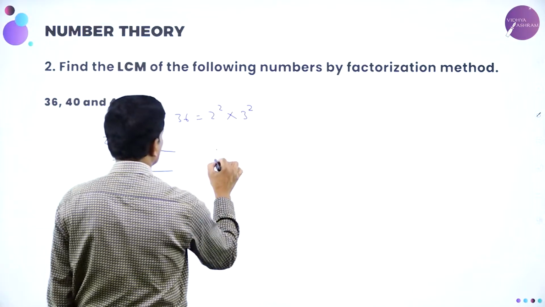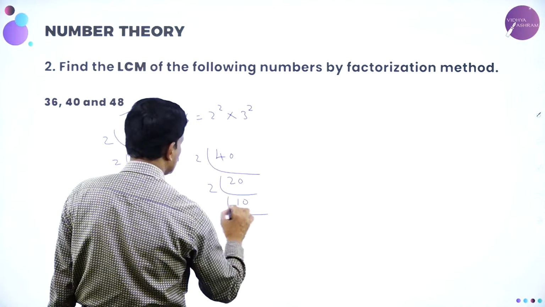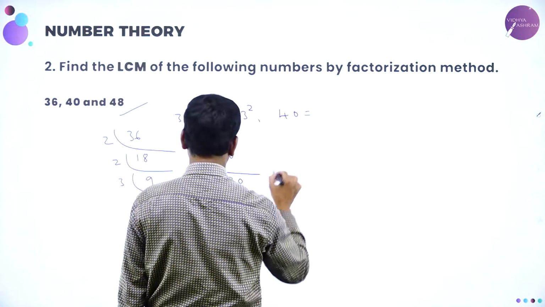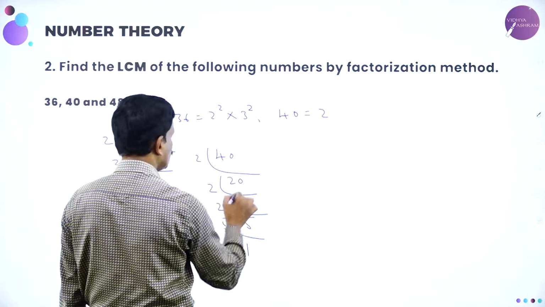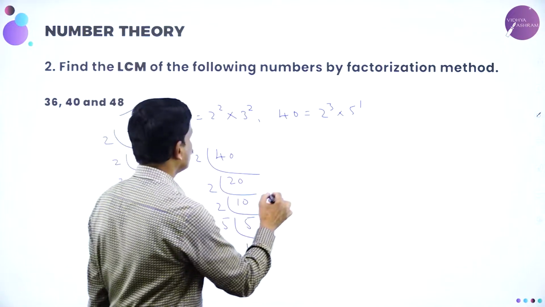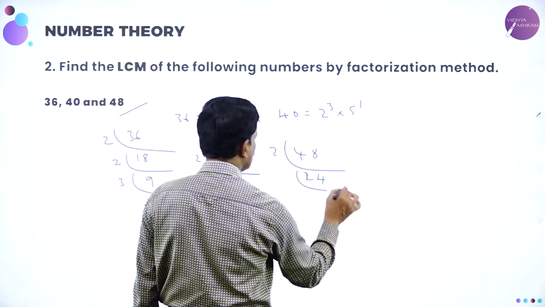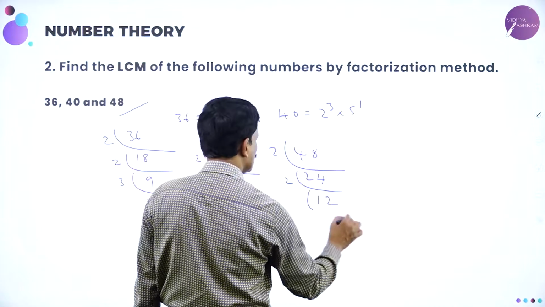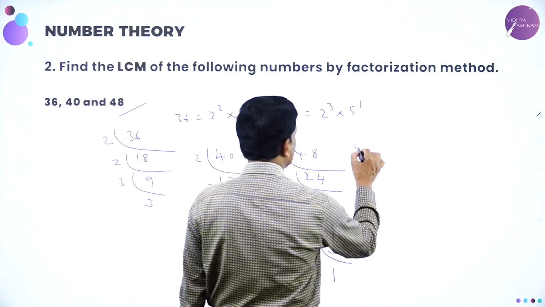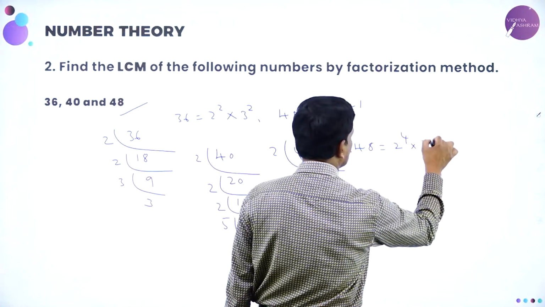Next, come to the second one. 40 can be expressed as 2 20s are, again 2 10s are, again 2 5s are, 5 ones are. Now we can write 40 is equal to 2 cube into 5 to the power of 1. Next number is 48. So 48 can be factorized as 2 24s are, again 2 12s are, again 2 6s are, again 2 3s are, 3 ones are. So 48 can be written as 2 raised to 4 into 3 to the power of 1.